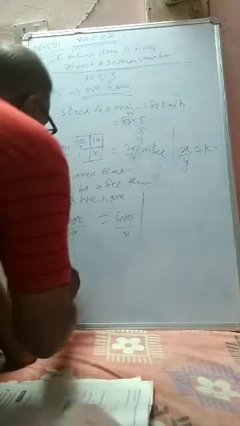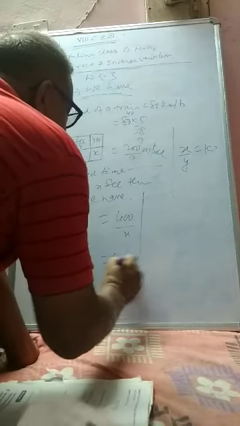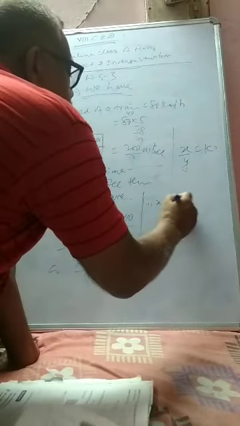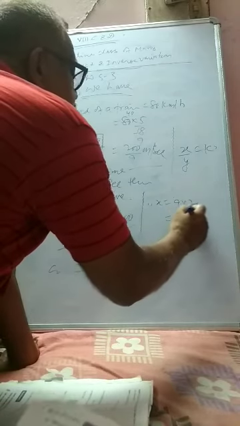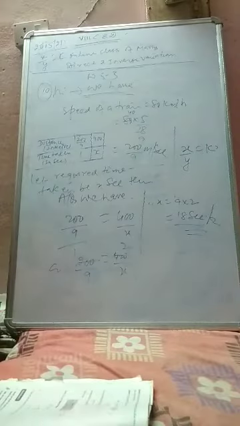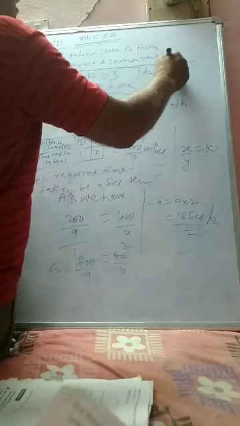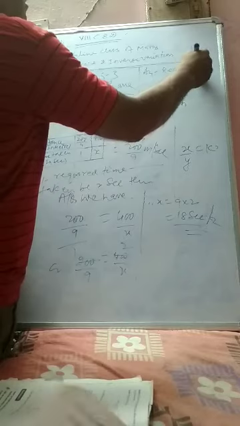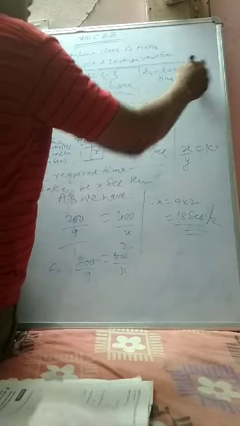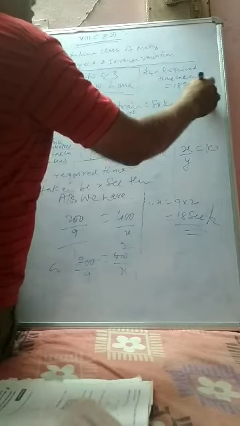or 200 by 9 is equal to 400 by x. That is 2. Therefore, x is equal to 9 into 2. That is 18 seconds. It is your answer. Required time taken is equal to 18 seconds. Let's write the answer here. That is required time taken is equal to 18 seconds. It is your answer.